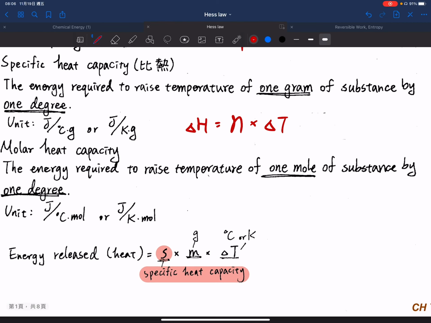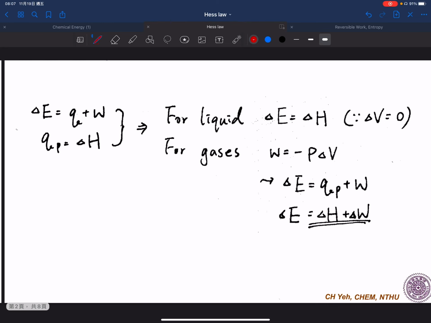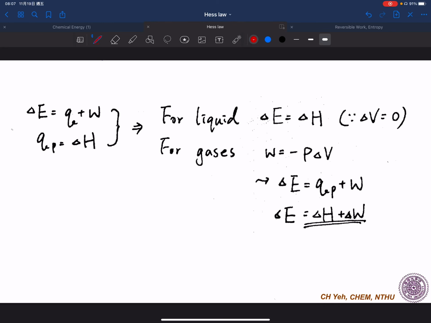Okay, so we want to know, when there is a 1 degree Celsius change in temperature or 1 Kelvin change in temperature, how much change would there be in enthalpy? So there will be a molar heat capacity, with the unit joule over degree Celsius times mole, or joule over Kelvin times mole. Okay, it can be put like this.